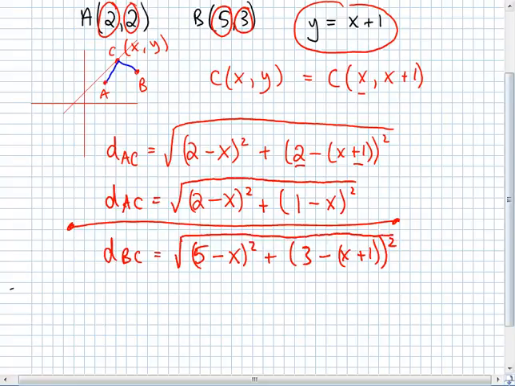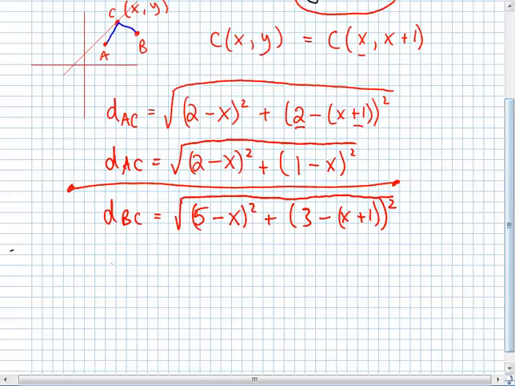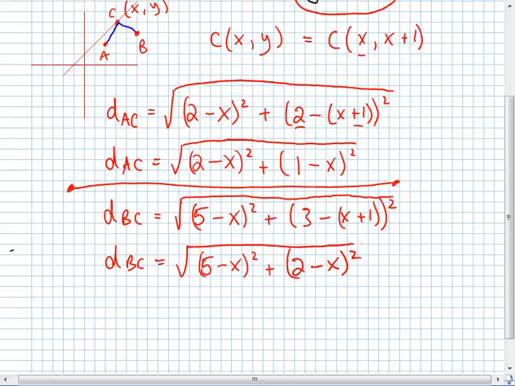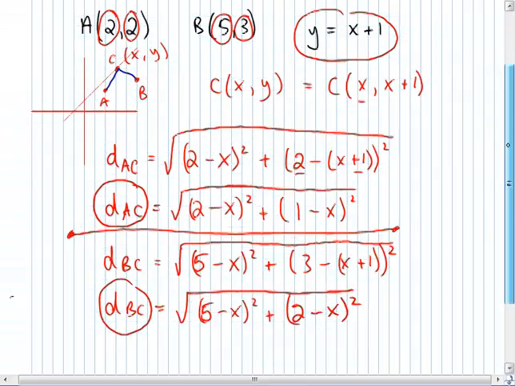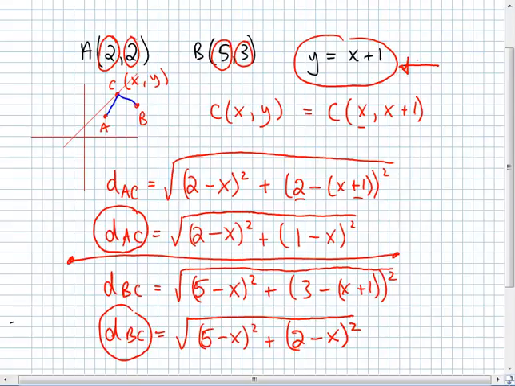Okay, and then again I can simplify the inside of those brackets there, so I get the distance from B to C is equal to the square root of 5 minus x all squared plus 3 minus 1 is 2, and then minus x squared, like that. Okay, so I just simplified those brackets there, and I know that this and this are both equal to the same thing. And therefore, I'm just going to make those equations equal each other, which will allow me to solve for x. Once I get x, I can plug it in right here to find out what y is going to be.